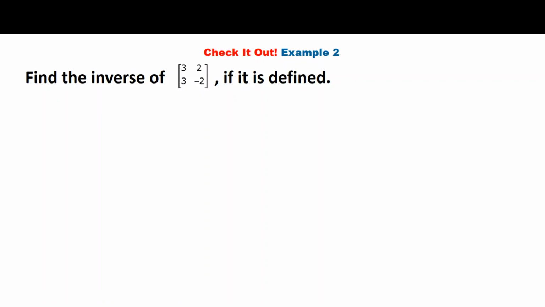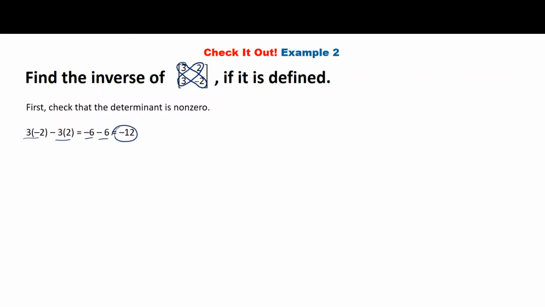Okay, so the first one says to find the inverse if it is defined. So the first thing we have to do is find out if it's defined, so we're going to search for the determinant. Remember, in order to find our determinant, we take our diagonals, multiply them together, and then find the difference between the two. When we do it, we find 3 times -2 minus 3 times -2 is -6 minus -6, so we have a determinant of -12. So now that we have that, the determinant is -12, so we know that the matrix does have an inverse.